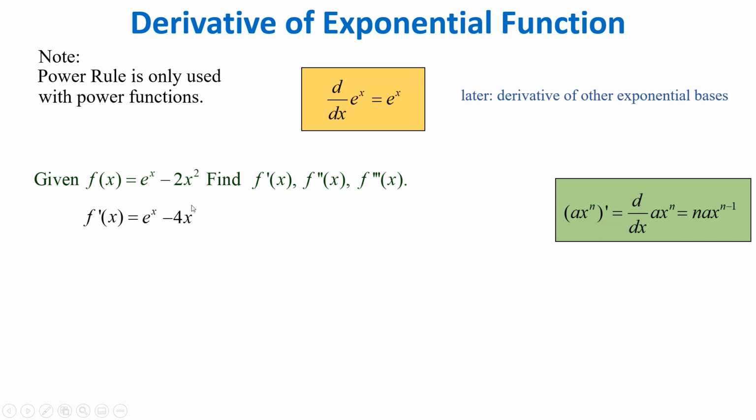And then to get f double prime, just taking the derivative of f prime, e to the x stays e to the x. And again, applying power rule, negative 4x, the derivative is minus 4. And then the third derivative would just be e to the x, because when I take the derivative of a constant, this zeroes out.